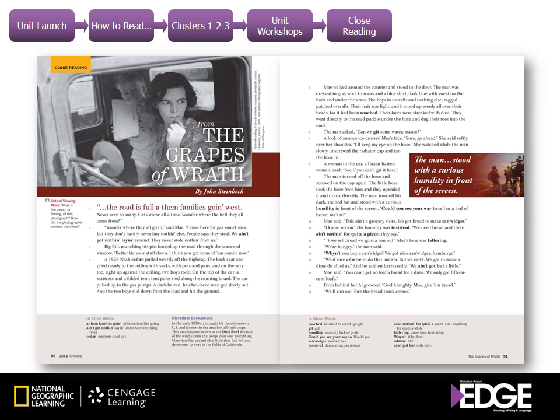Now, at the end of each unit, close readings are included in the student book and in the interactive practice book to provide opportunities for more direct access to reading and rereading of complex on-grade level texts.